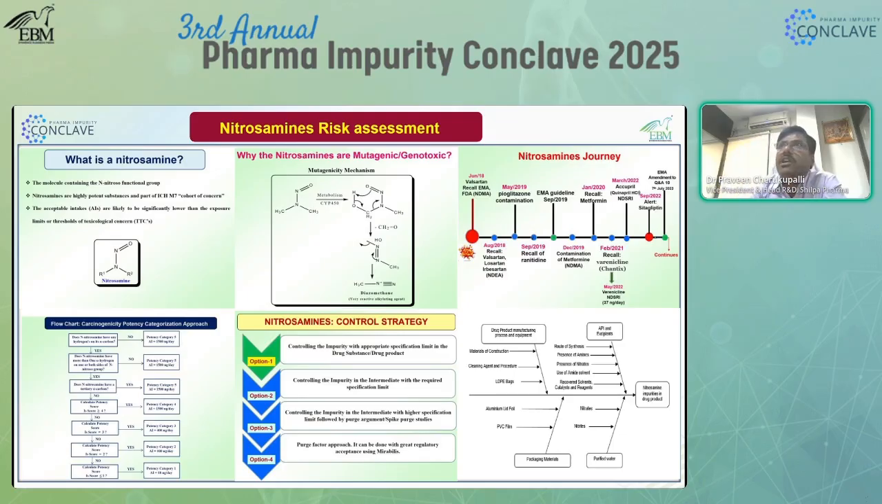So initially we faced difficulties in having the AI limits for most of the substances. Now EMA, followed by FDA, has given a guideline with a CDC approach, the carcinogenic potency approach, where you can estimate the acceptable intake limit of any substance, and accordingly you can control.